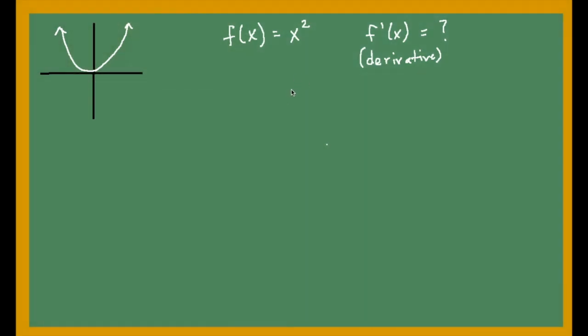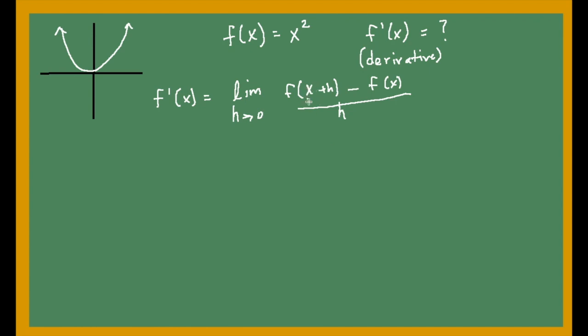Let's try to use our definition of the derivative to find the derivative for the function f of x equals x squared. So this is our function, and our question is, what is f prime of x, or what is the derivative of f of x? Well, in order to do this, we'll use our definition of the derivative, which we've already stated in this video to be f prime of x is equal to the limit as h approaches 0 of f of x plus h minus f of x over h.